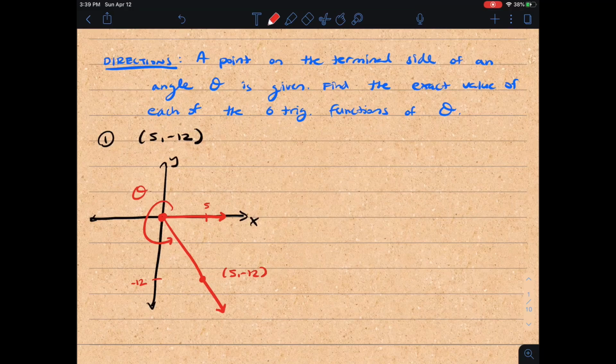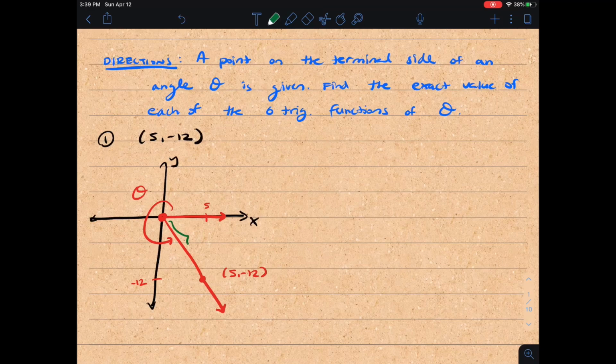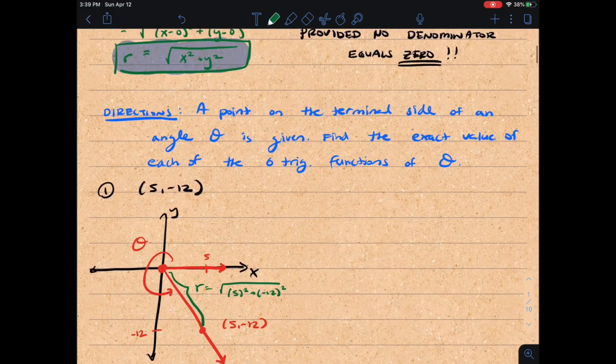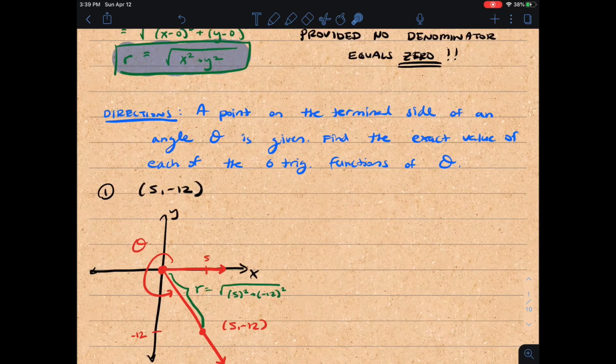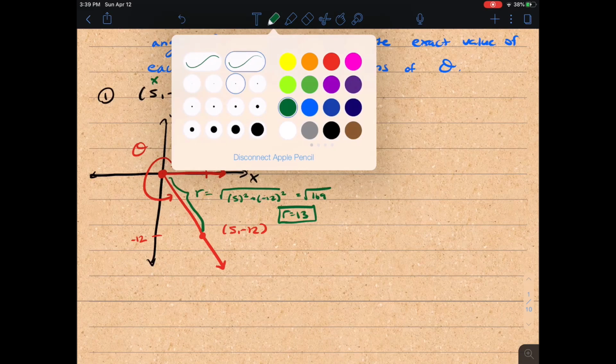Next thing you want to do is find r, which again is defined to be the distance between the origin and the point. In this case, r will equal the square root of 5 squared plus negative 12 squared. All we're using is this formula right here. If you carefully simplify this, you should end up with the square root of 169, so r is 13. So I know r, I know my x coordinate, I know my y coordinate.